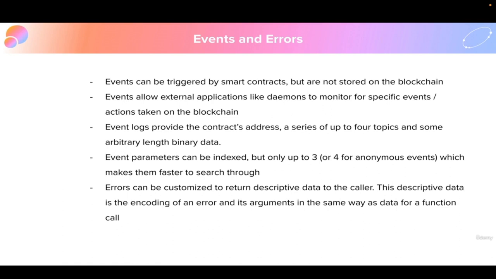search through. Errors can be customized to return descriptive data to the caller. This descriptive data is the encoding of an error and its arguments, in the same way as data for a function call. Let's take a look at how we can define events and errors in our contract.